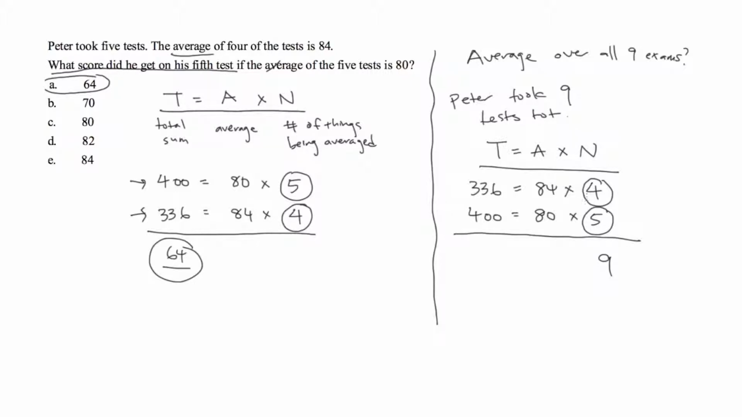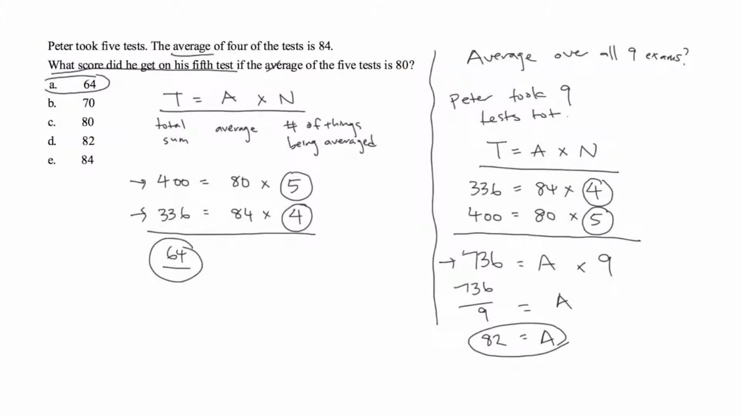In this case, we're going to add. So 4 plus 5 equals 9 times a certain average is equal to 336 plus 400, which is equal to 736. And this 736 represents the total points accumulated over all 9 exams. So to figure out the average, we do 736 divided by 9, and that would be roughly 82 or 81.8, which would be our average.